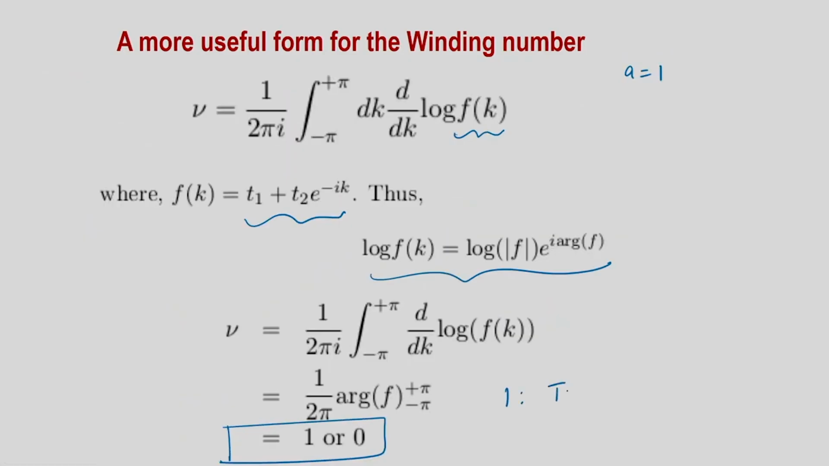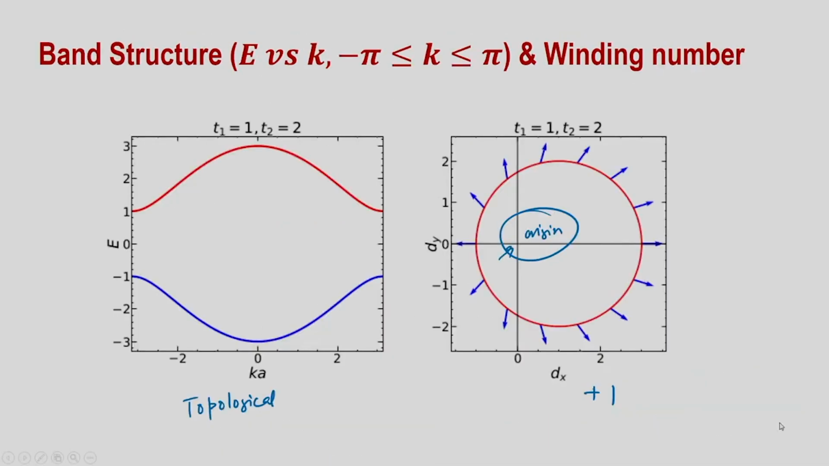So 1 corresponds to topological, like your donut or your mug, and 0 corresponds to trivial, like an orange with no genus. So even though the band structure, that is E versus k, does not say anything, we have done it with ka just to make it dimensionless so that it becomes a number, but the winding of this tells you that it winds the origin.